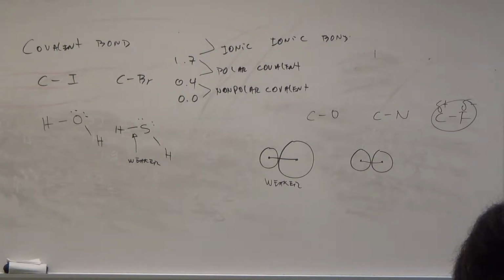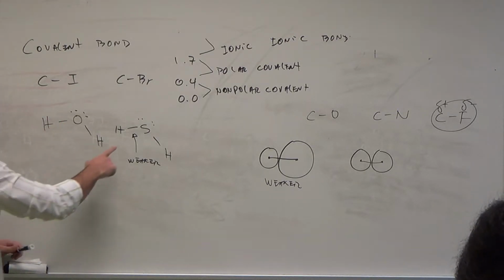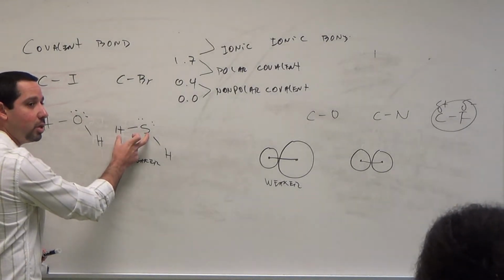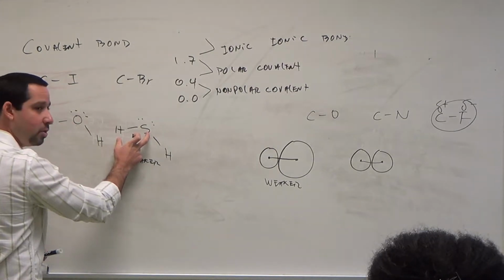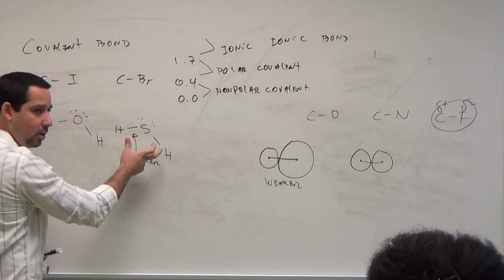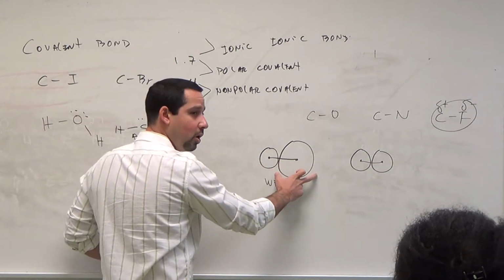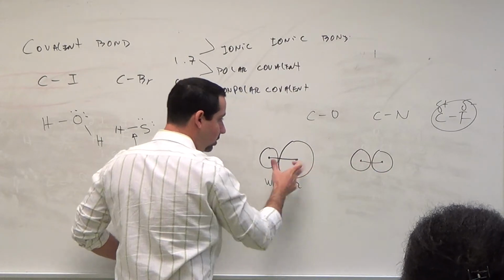Okay, I'm gonna repeat what I said 3 minutes ago. You ready? This bond is weaker because this bond length is bigger than this bond length. Why is this bond length bigger? Because sulfur is bigger. Yes? If this is bigger, the bond length is bigger. So imagine that's oxygen and this is sulfur.